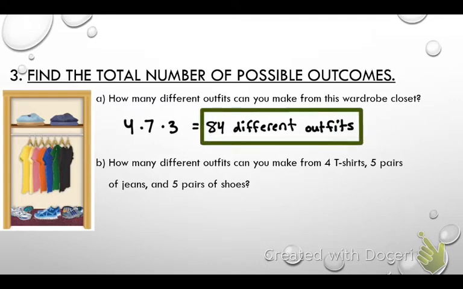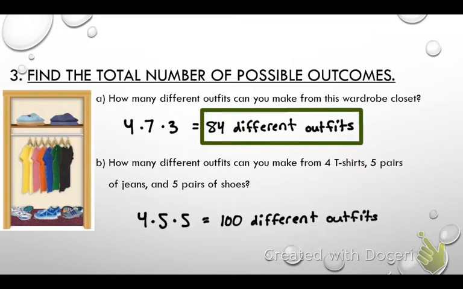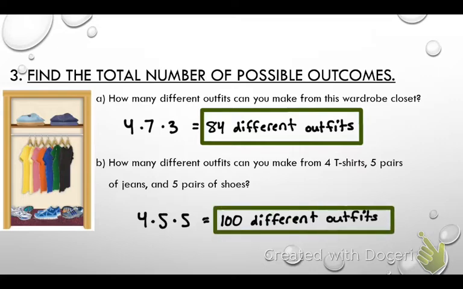I would like you and your partner to work together to find the answer to problem B. All right, how do we come up with this answer? 5 times 4 times 5. And when you multiply those together, what do you get? 100 different outfits. Thank you for saying different outfits, because whenever we are modeling real life problems, we want to always make sure that we have units attached. You may have a seat. How many of you would say you got that answer, 100 different outfits? All right, very good.